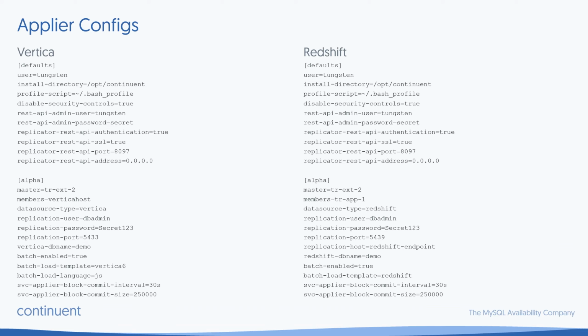In terms of Redshift, pretty much the same as the Vertica one. We're just using Redshift as the key names there. The default port number for Redshift. Replication host here is the endpoint for Redshift, so that will be your AWS endpoint that you will get out of your AWS dashboard. Again, batch enabled true. The batch load template here is Redshift, and again, the block commit interval and commit sizes.